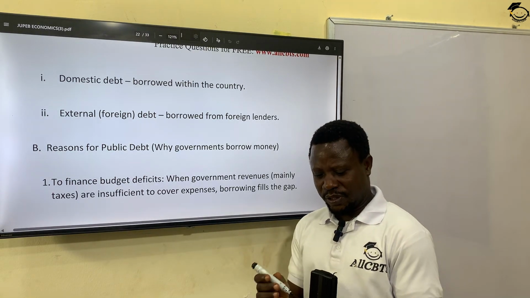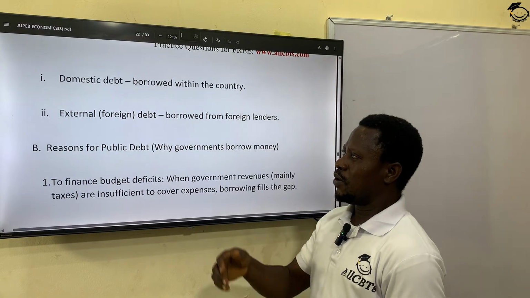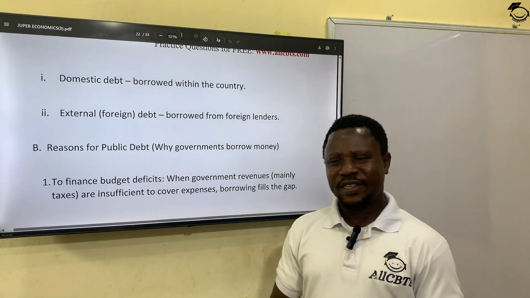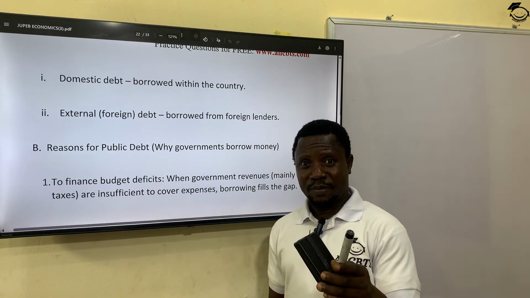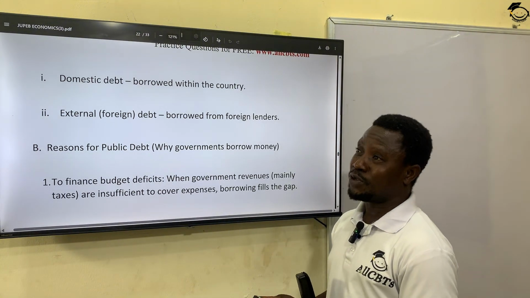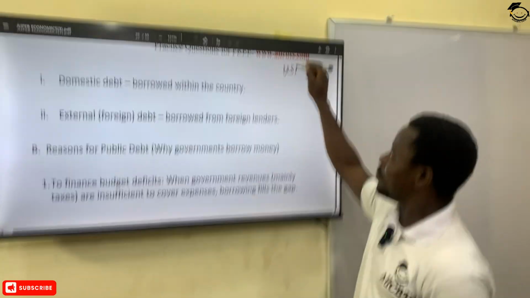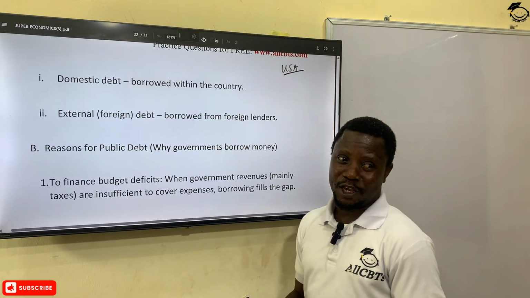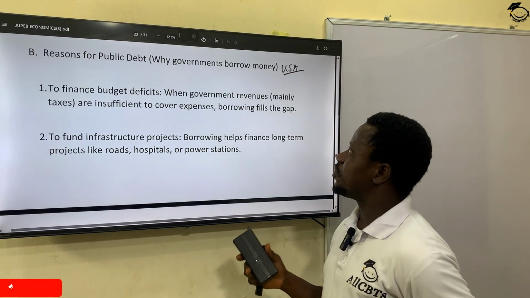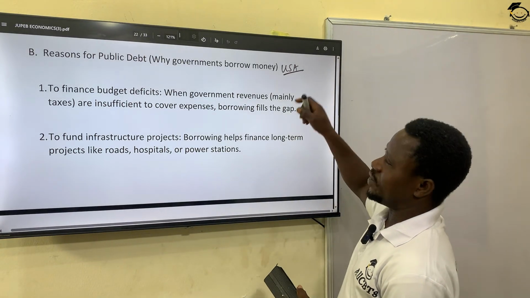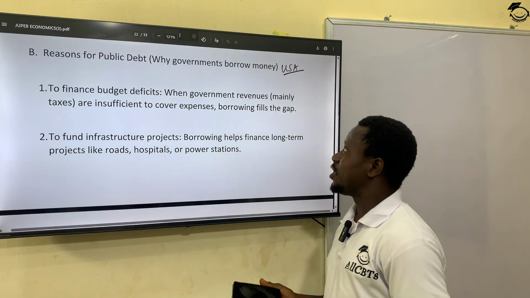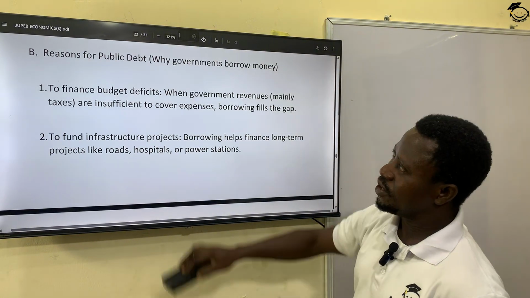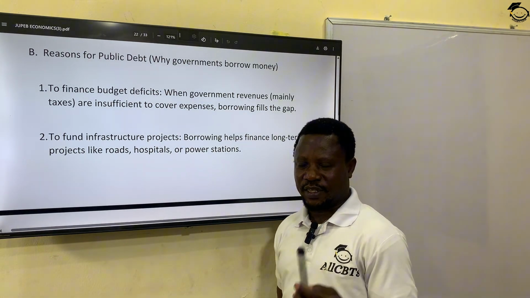Now, the next question the examiner is asking you is, why does government borrow money? Why is government not self-sufficient on its own? And let me shock you. It will be interesting to hear that the US, being the richest country in the world, is also the biggest debtor in the world. Even the US, as rich as it is, still borrows money. So, reasons for public debt. That's what the examiner is asking you.